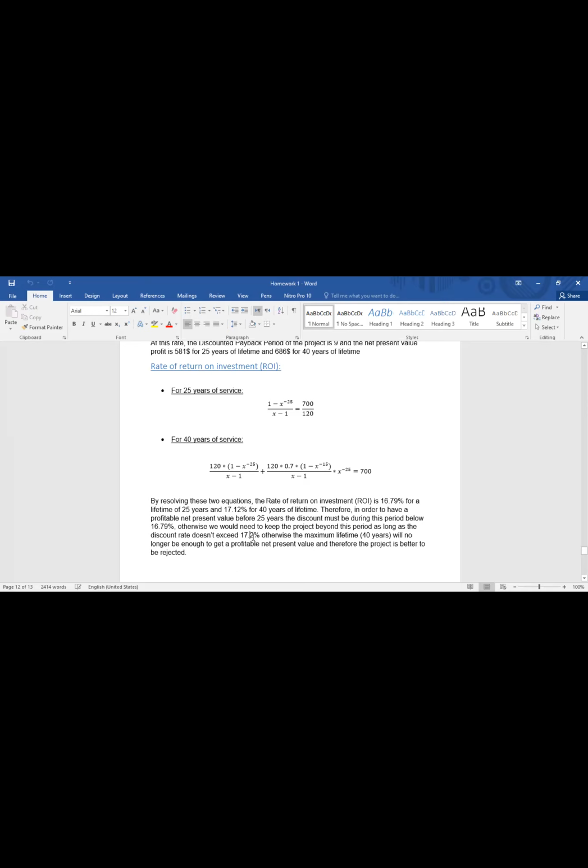However, this rate should not exceed 17.12%. Sorry, the ROI should not exceed 17.12%. Otherwise, the maximum lifetime, which is 40 years, will no longer be enough to get a profitable net present value, and therefore the project is better rejected.